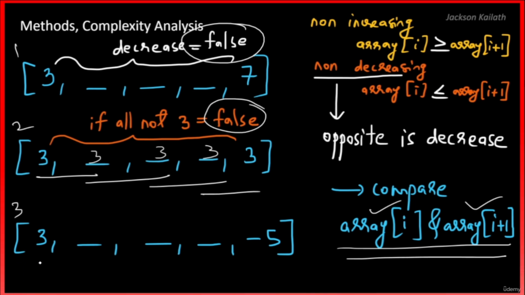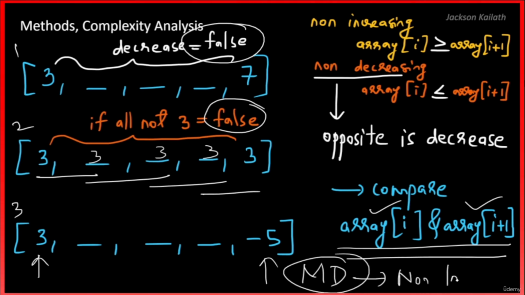Again we are comparing the first element and the last element. Now over here we can see that the last element is less than the first element, right? So if that is the case, then this array can only be monotonic decreasing, right? And for it to be monotonic decreasing, it has to be non-increasing. That is, as you go to the right, you should not get a value greater than the previous value.